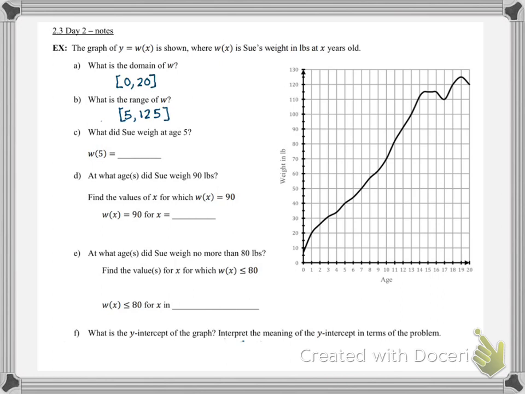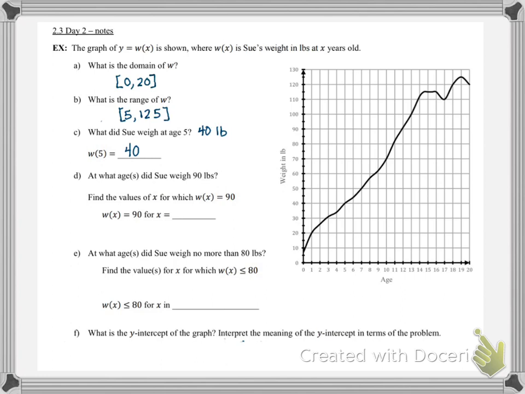Okay, so we want to know what Sue weighed at age 5. What that's asking, it's giving us the age, and it's asking us for the weight, which means it's giving us the x value and asking for the y value. So that's equivalent to us evaluating the function w for an input of 5. So what is w of 5? 40. Good. We could say 40 pounds up here. So if I were to ask you for w of 5, it's the same exact question as what did she weigh at age 5?